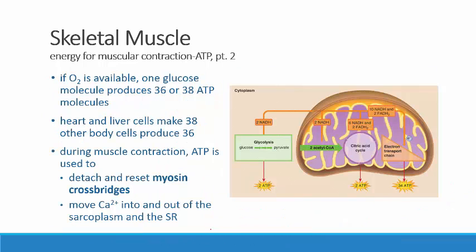If glucose is available and oxygen is available, then for every glucose molecule in the cell waiting to have its energy taken from it, we can produce 36 or 38 ATP molecules. It depends on what cell we're dealing with. If it's a heart or a liver cell, then we can produce 38. All the other body cells can only harvest 36. It just depends on the very specific kind of cellular respiration that is done.